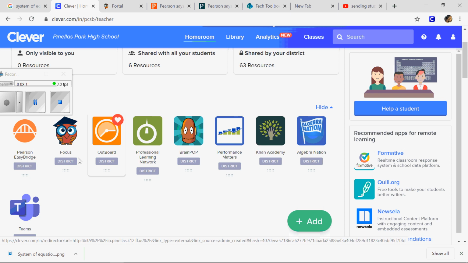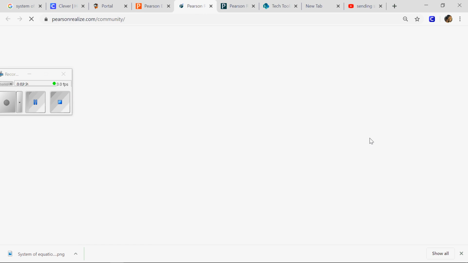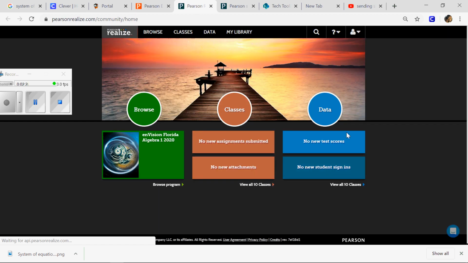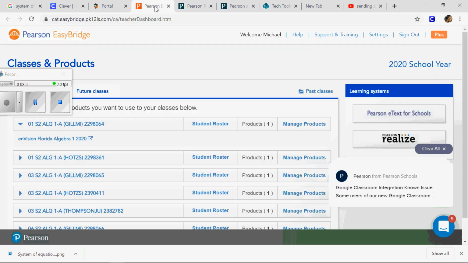So anyway, we click on this, and it takes us into Pearson. You'll get a screen that looks like this, possibly. Or you might get a screen that looks like this. I may just have this as a teacher. Regardless, it says Envision Florida Algebra 1 2020, which is the same thing that it says right here, Envision Florida Algebra 1 2020. That's what you want to get into. That's your book.